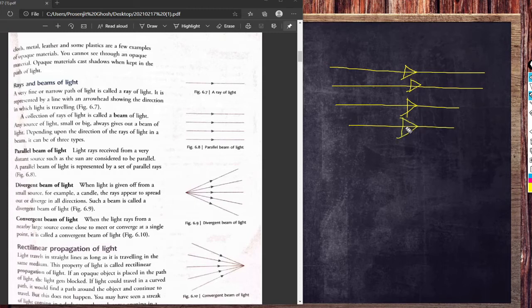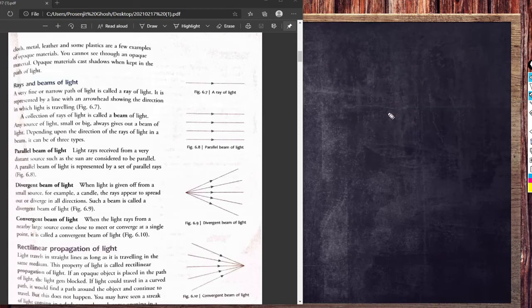As you can see, there are many light rays, and all the lines are parallel to each other. So this beam is known as a parallel light beam. Also, there are two other types of light beams which mostly come out from a source of light. Suppose you have a luminous light source, and from there the light beam will appear. Suppose this is our light source, and from there the light beam propagates in all directions.